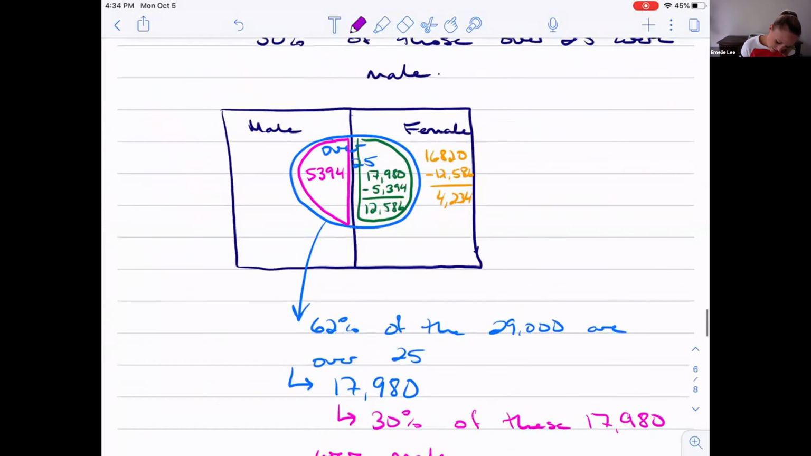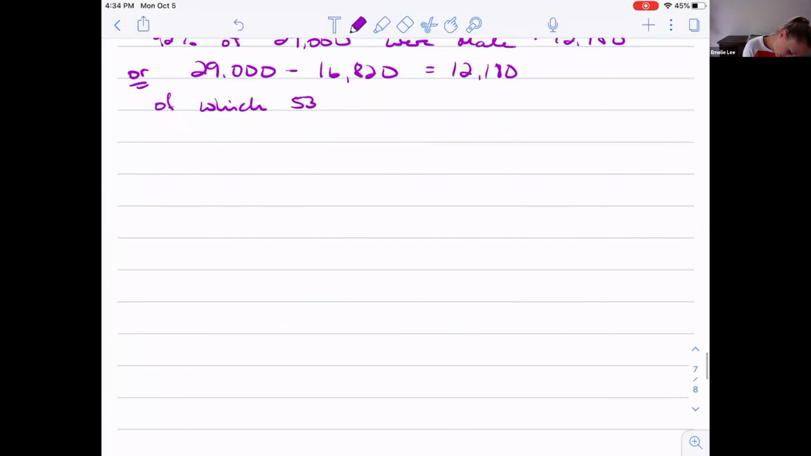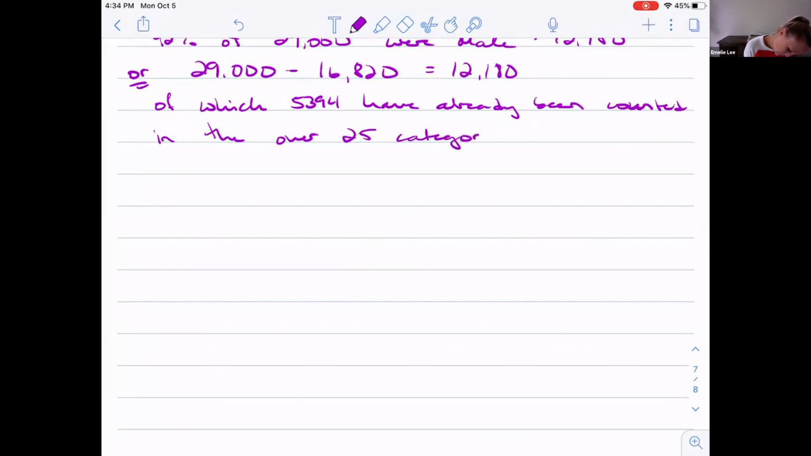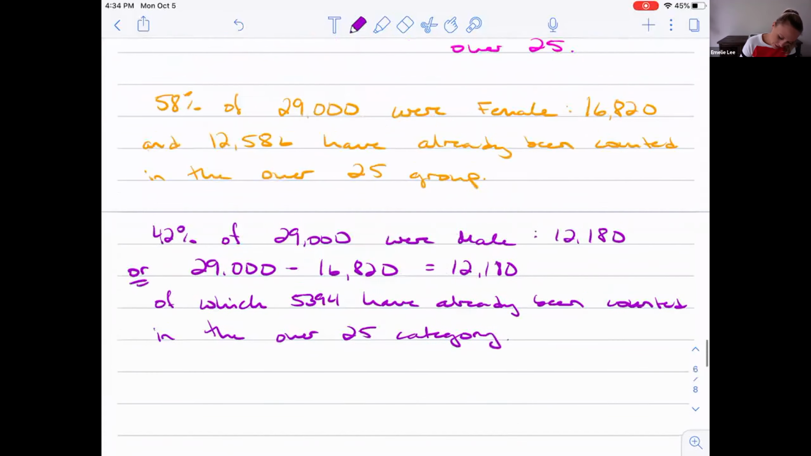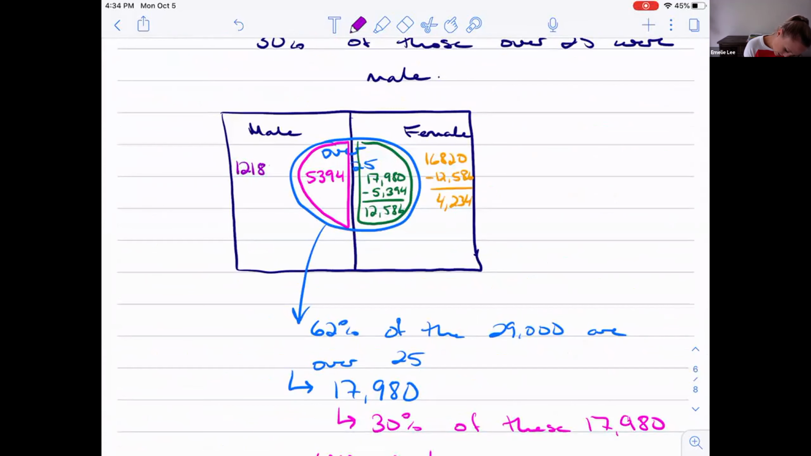Of which 5,394 have already been counted in the over 25 category. Right. So I get 12,180 minus 5,394, which is 6,786.